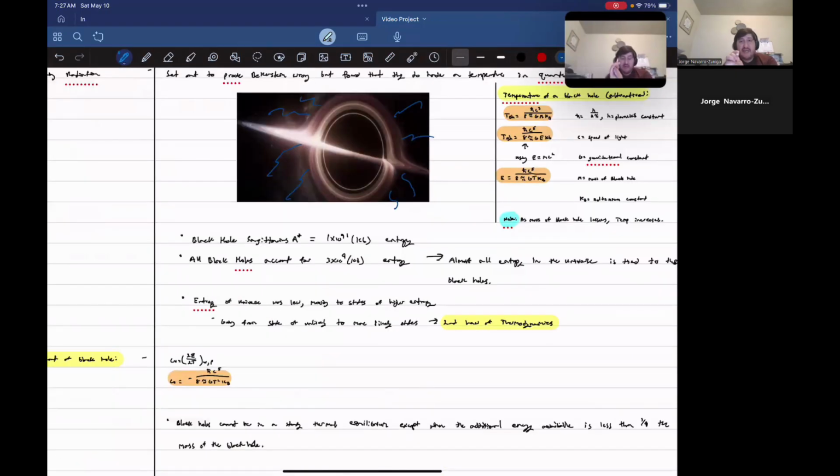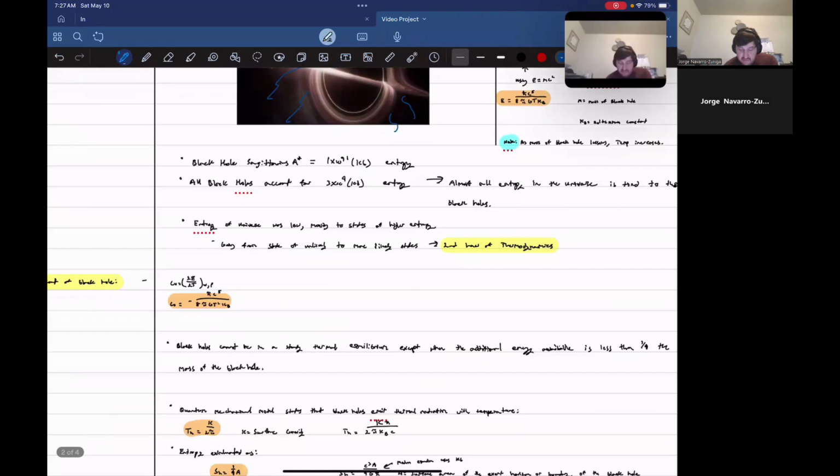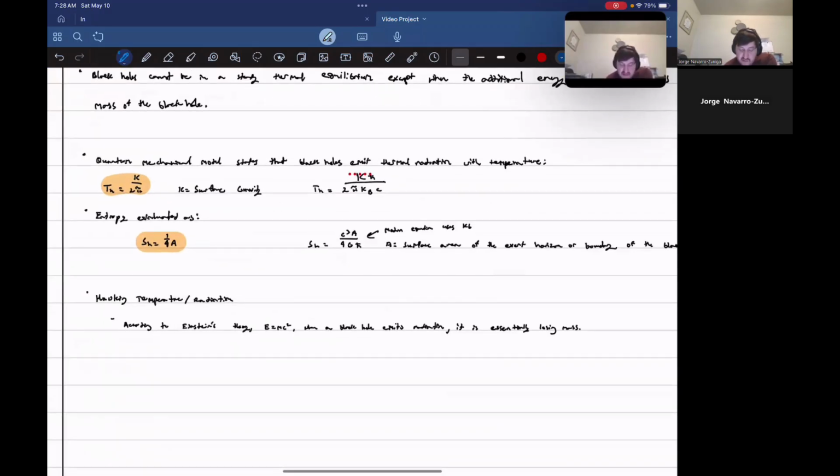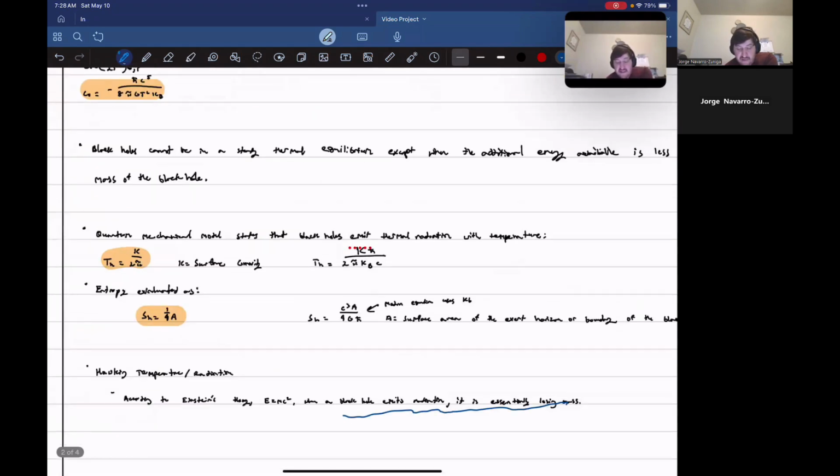As the universe expands, it'll keep expanding until eventually there's not enough entropy, and the entropy of the black hole will start going from a place of potential to the final of the maximum. Finally, according to Einstein's model, E equals mc squared, when a black hole emits radiation, it is essentially losing mass. So, like I said, they will evaporate over that time.